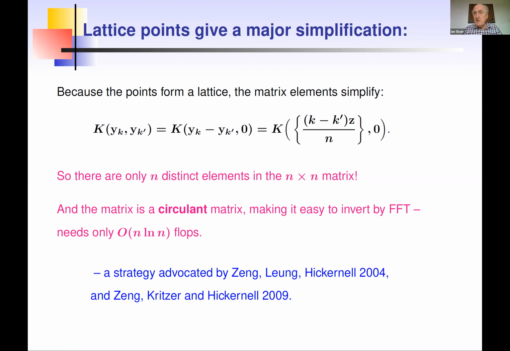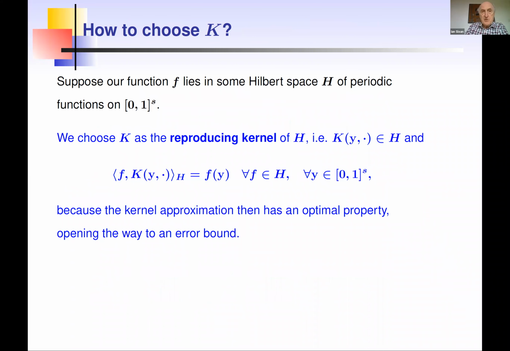And circulant matrices have this magical property that they are easy to invert by fast Fourier transform. And so you need only N log N flops, which means that it doesn't matter how dense the matrix is, and the kernel matrix is typically dense. I did want to particularly say that this is not a new idea. The strategy was advocated by Kernel and colleagues a long time ago, but it doesn't seem to ever come into any particular use. So how to choose the kernel?